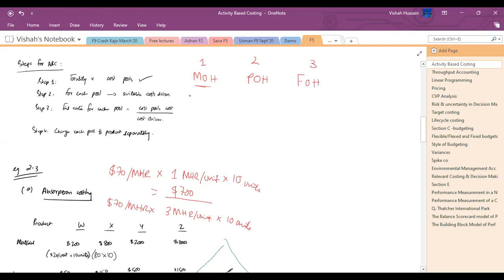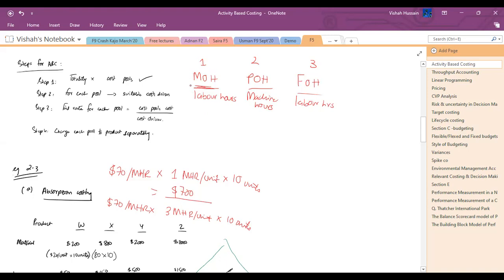Now for each of them, select a suitable cost driver. What is a cost driver? The reason why the cost arises, which means the level of activity basically. So, as per my example, I told you that labor hours was the one being used mostly in the marketing department, which is why labor hours becomes the suitable cost driver. Similarly, for financing overheads, labor hours was the one that I mentioned. But for production overheads, I told you that machine hours is the suitable cost driver because machines are the ones being used mostly in production.